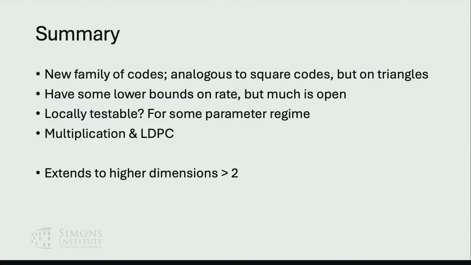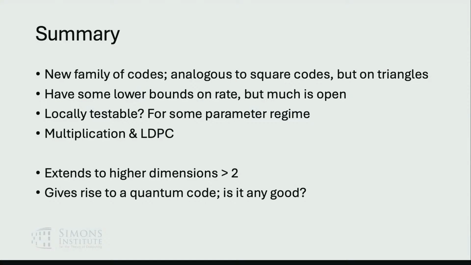One more thing that I want to say, and the way you did it for triangles, you can do it for higher dimensions. And it's also natural to use this to define a quantum code, which I didn't say anything about. So you can define the code, but understanding if it has any distance, it would have been easy to show if we knew how to prove local testability, but since I don't think local testability is true, I don't know anything about the quantum distance. Okay, that's it.